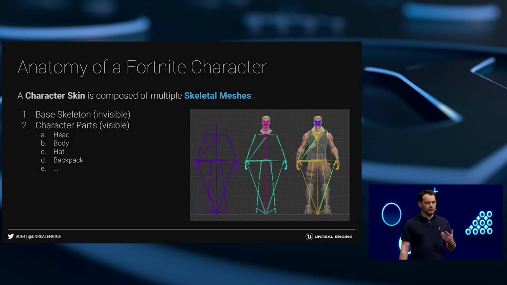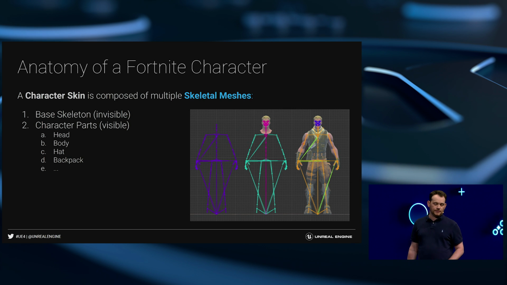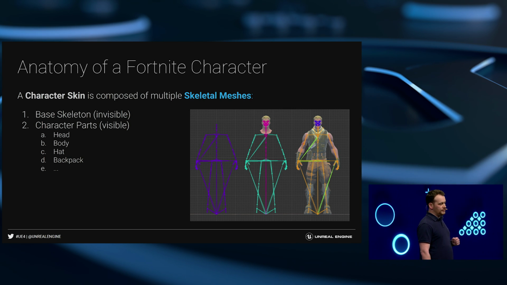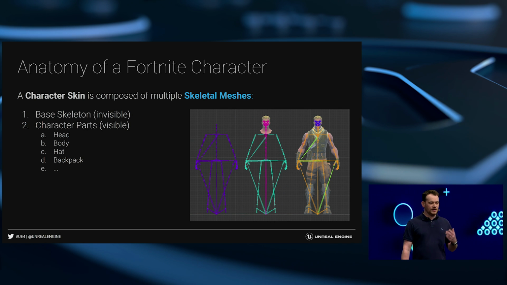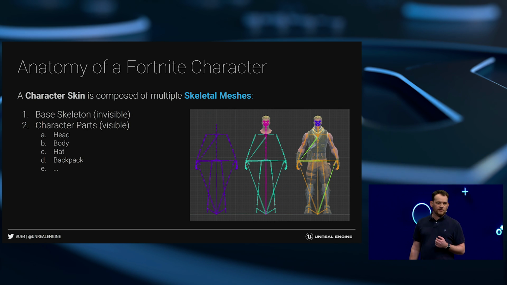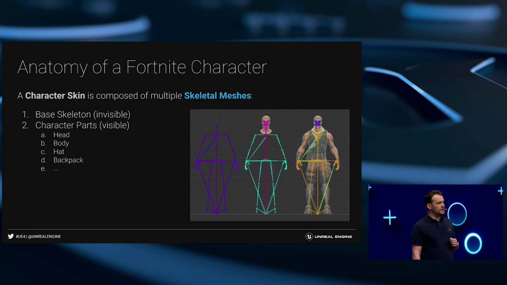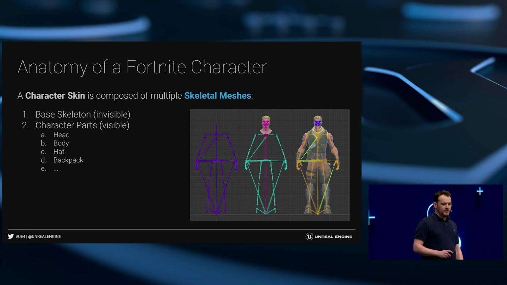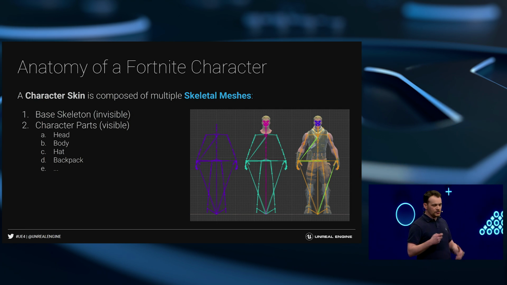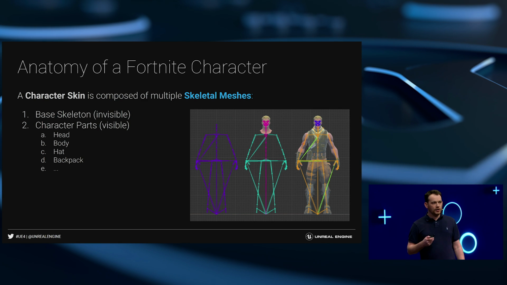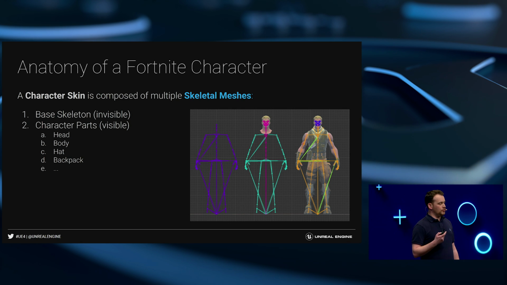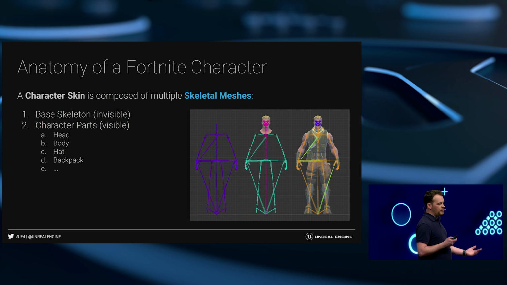But first, we need to understand how a Fortnite character is built. A Fortnite character is composed of multiple skeletal meshes. We have first a base skeleton, which is what you can see on the left in purple. We also call it the invisible skeleton, because it has no skin geometry. It's just a pure skeleton, just bones. On top of it, we overlay several character parts. We have at least two, a head and a body, but we also can have many accessories, such as hat, backpack, etc.